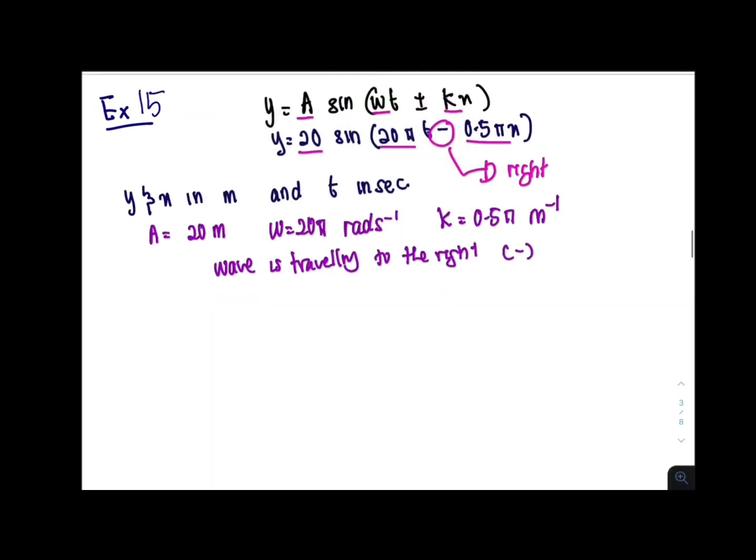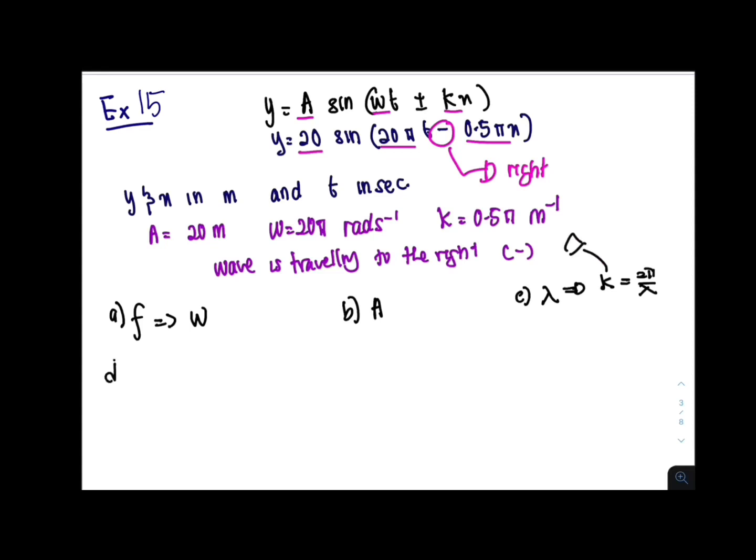Okay, now to answer the questions, I'm going to read them. The first question is to find the frequency. We know frequency can be found using the equation of omega, and we have already identified omega. Next, question B asks to find the amplitude, and we have also already found the amplitude by comparison. Then question C asks to find lambda, the wavelength. You can find lambda using the equation of k, where k equals 2 pi over lambda. We have already managed to deduce k here.